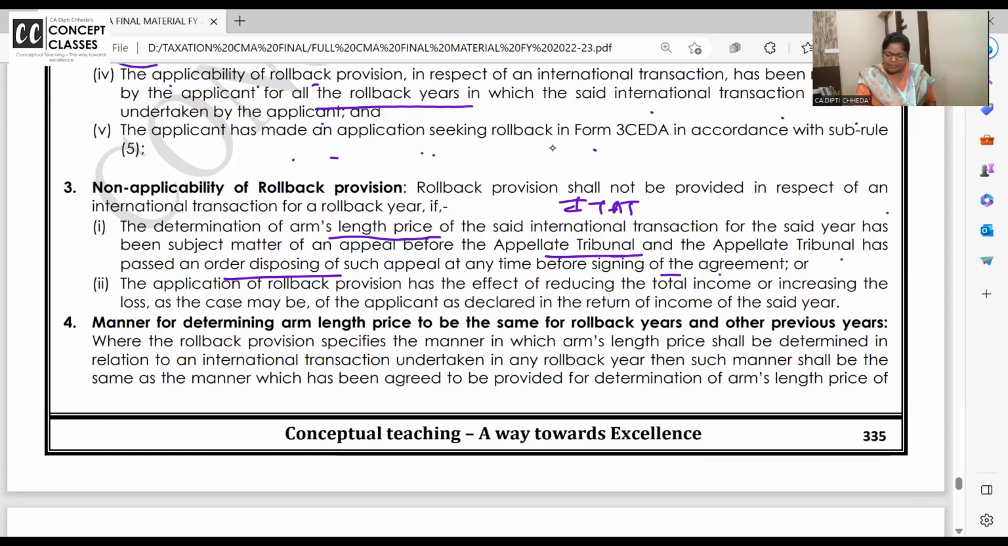Application of rollback has the effect of reducing the total income. Transfer pricing chapter, day 1 I am saying, is not applicable if your income is reducing and your expenses are increasing and so on.